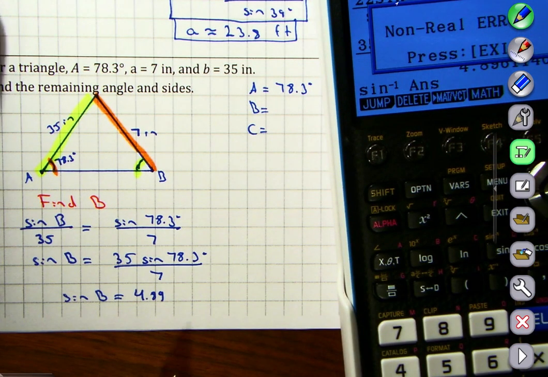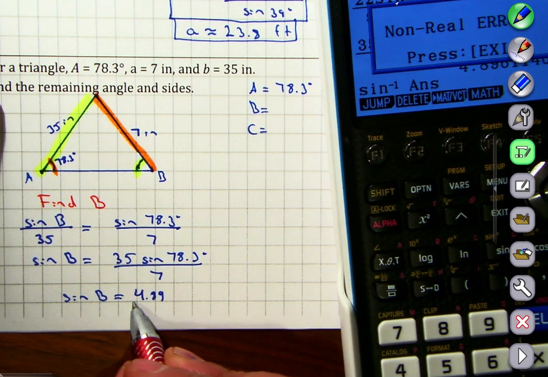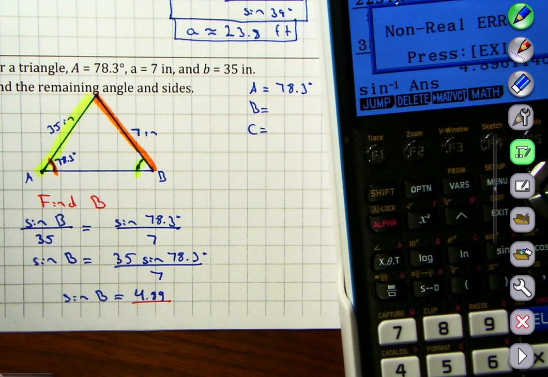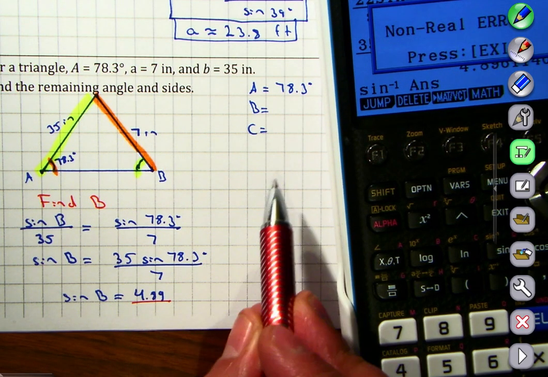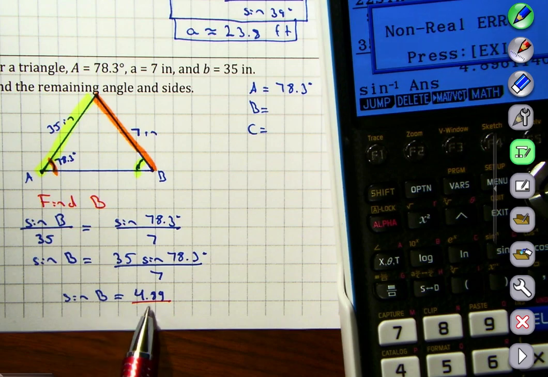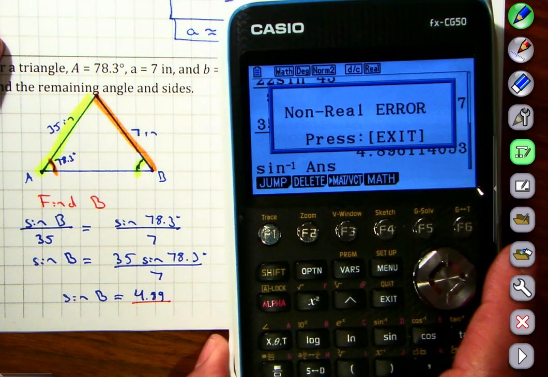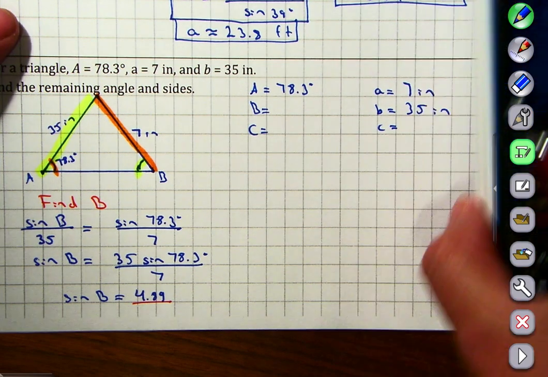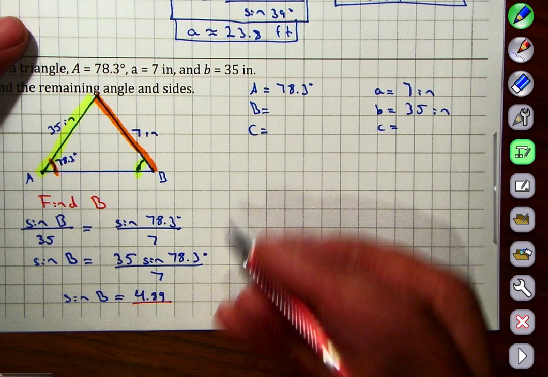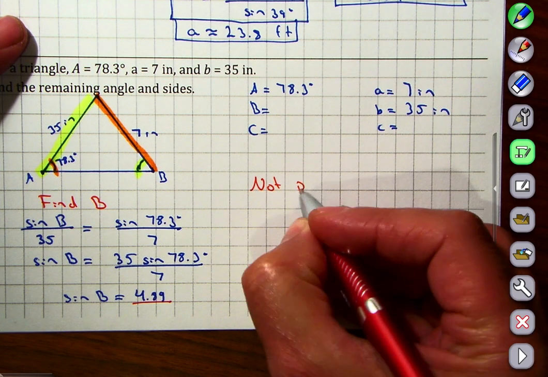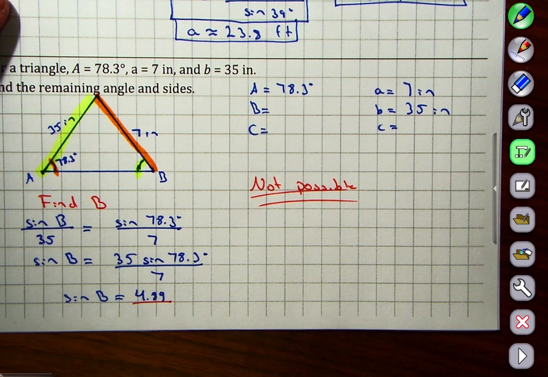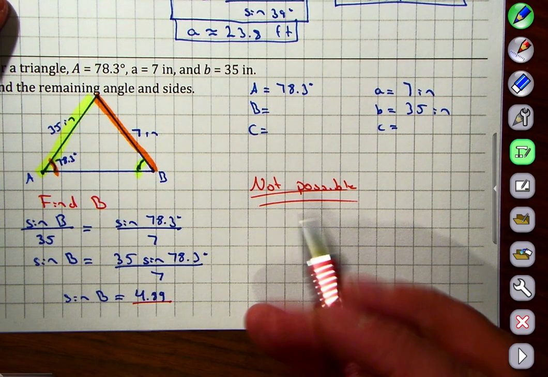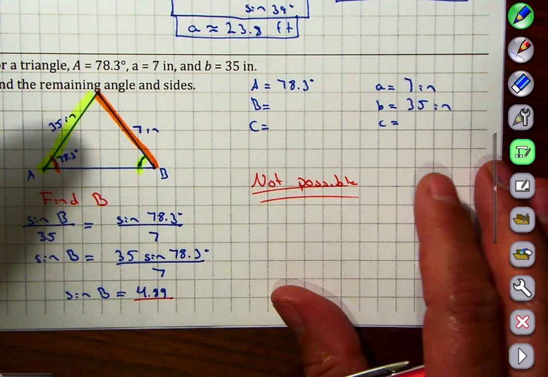Correct. So notice that in this case, we're looking for the sine of an angle whose value is 4.89. And remember that your sine goes up to 1, down to -1, up to 1, down to -1. So the sine of an angle cannot be greater than 1. It can be 1, but nothing bigger. So therefore, this triangle is not possible. So not all triangles will be possible. And we'll come back to this in a second.